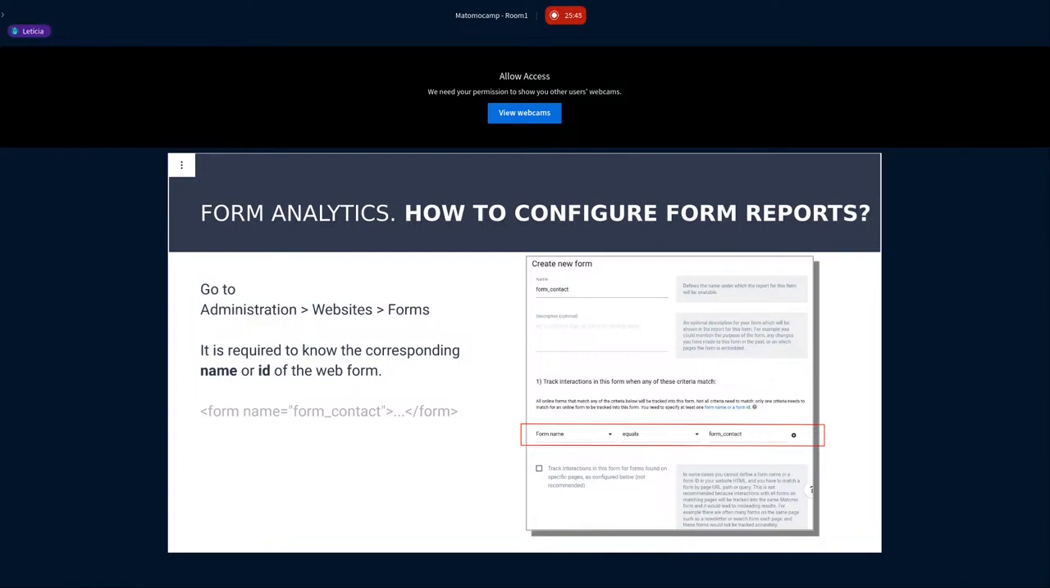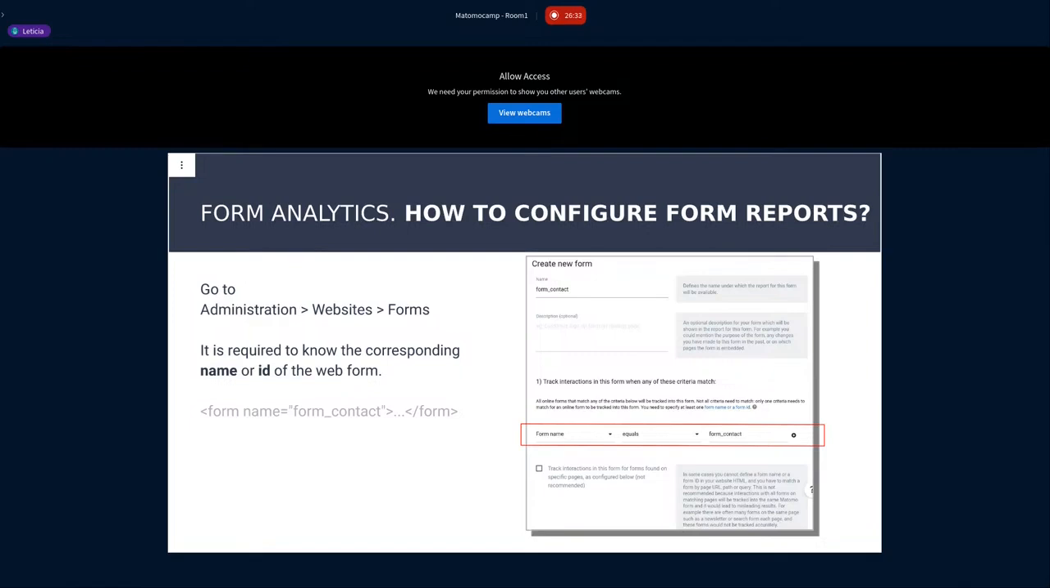In order to successfully collect data from a form, we need to define a rule according to the form we intend to measure. It's required to know the corresponding name or ID of the web form. For example, here we have a basic example. We have in the HTML code the name of the form, which is form contact. So then we configure the same name in the tool. Doing this, all reports are going to be available for this form to get the detail on interactions on this form.